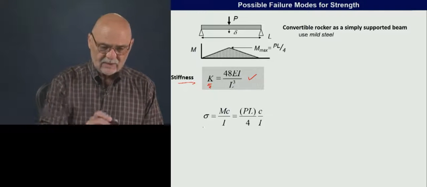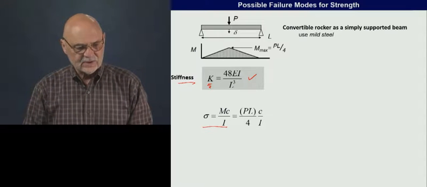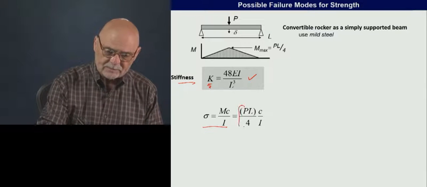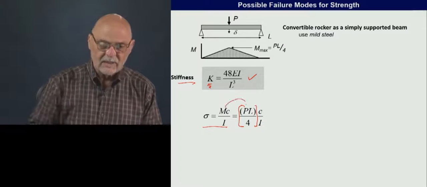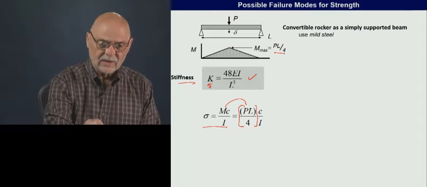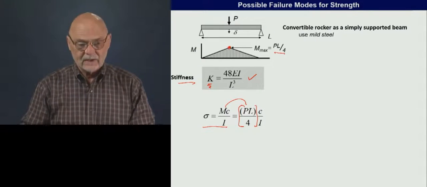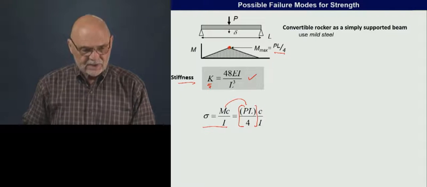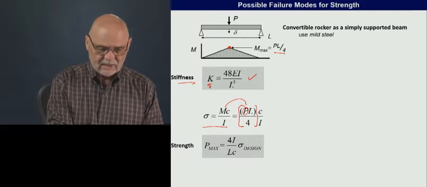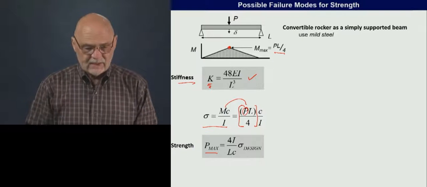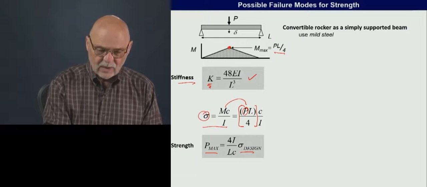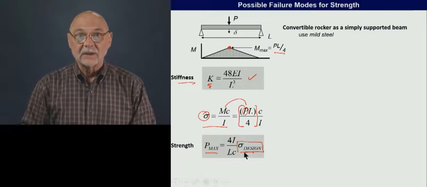We know this from the second lecture, I think, sigma is equal to MC over I. The maximum moment for a center-loaded beam is given by PL over 4. So that would be right there. That's where the beam will fail. So we can solve this for P. We can say that the strength P max is given by this relationship, and for sigma, we said that's going to be the design stress.